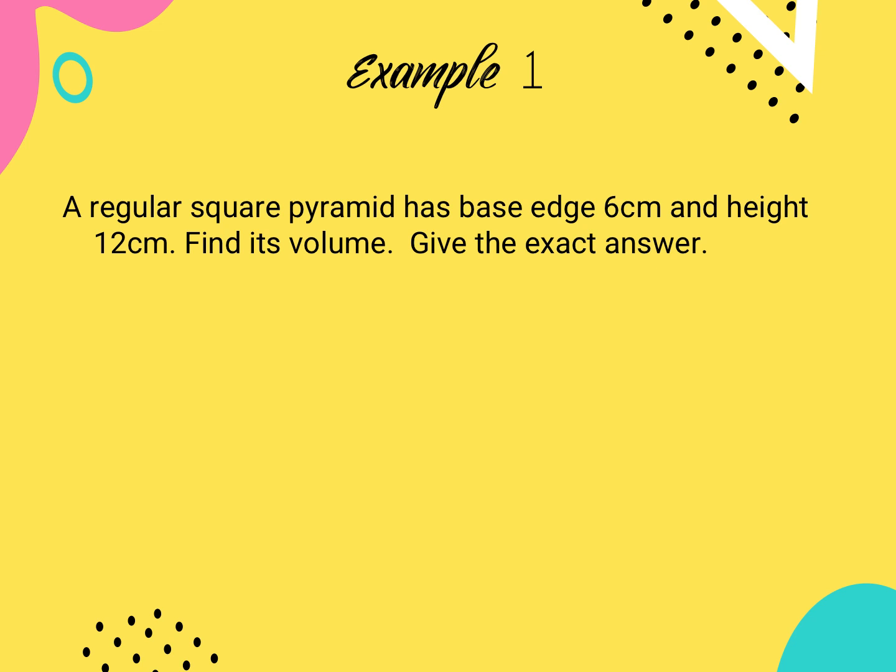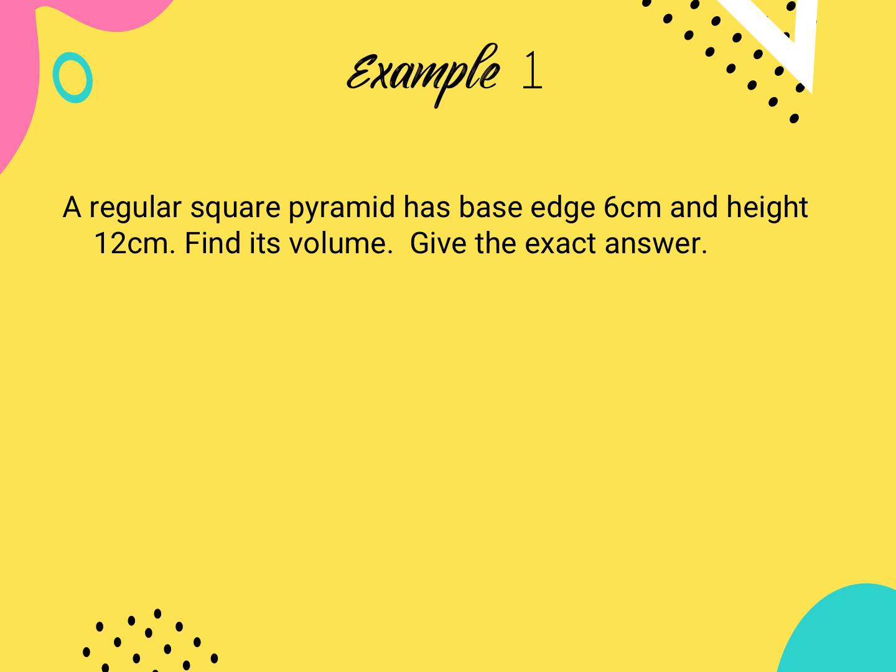So here, notice a picture is not given, so if it helps you to give yourself a sketch, definitely do that. So it says a regular square pyramid has a base edge of 6 centimeters and a height of 12 centimeters. Find its volume. Give the exact answer.